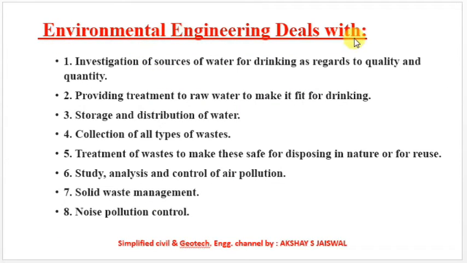Environmental engineering deals with investigation of sources of water for drinking as regards to quality and quantity. Next point is providing treatment to raw water to make it fit for drinking. Third point is storage and distribution of water. Fourth point is collection of all the types of waste, treatment of waste to make this safe for disposing in nature or reuse.